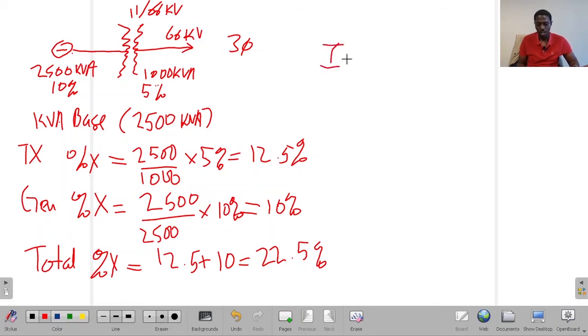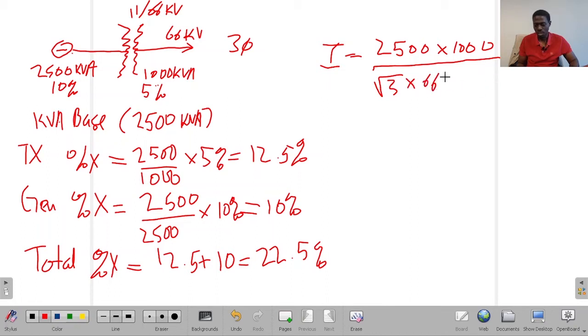From there, we have to determine the full load current at 2500 kVA base at 66 kV line voltage. So the full load current is going to be the base KVA multiplied by 1000, so we're changing it to just volt amperes, over root 3 multiplied by the voltage multiplied by 1000. This gives us 21.87 amps. Now, this is our full load current that we have in the system.